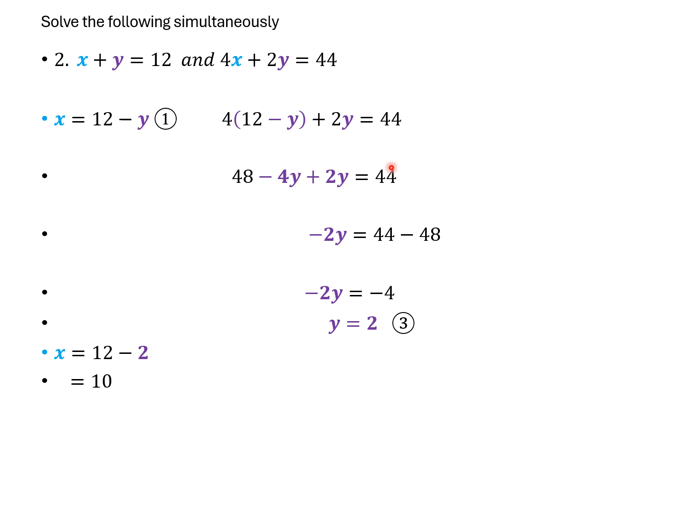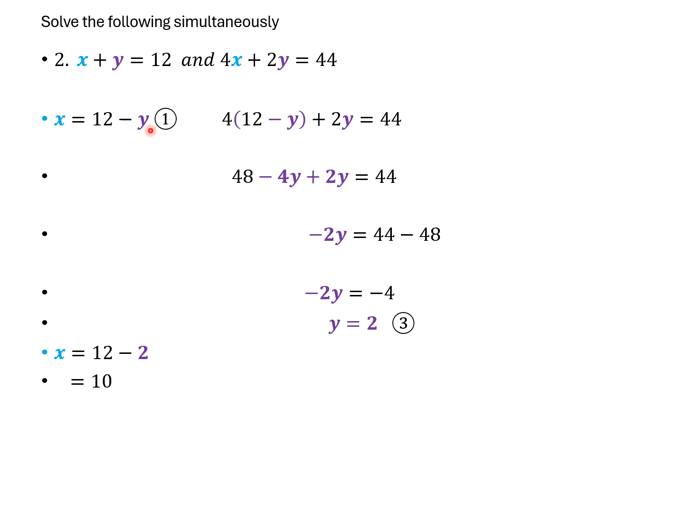If I take 48 over 44 minus 48 gives me negative 4y. So minus 2y equal negative 4. Divide by negative 2 both sides, that gives me y. Negative 4 divided by negative 2 gives me positive 2. So y equal positive 2, so that's my equation 3.